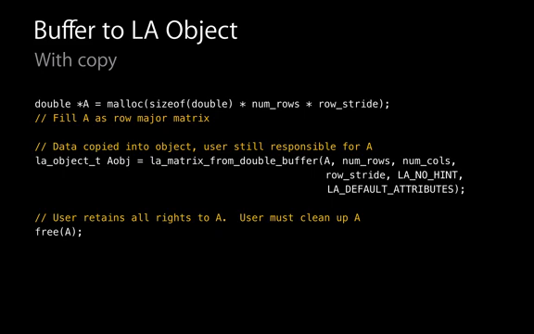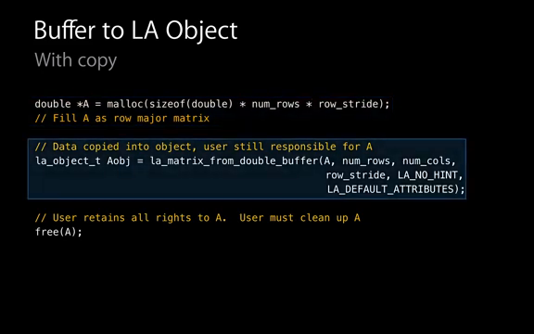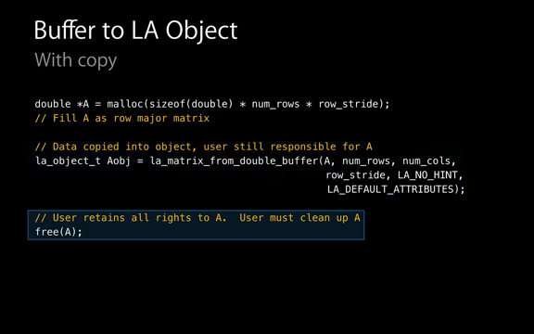So how do you get your data into one of these linear algebra objects? In this example, we're going to allocate a buffer. It's going to be some number of rows by some number of columns, and we know the row stride and number of elements. We're going to fill that as a row major matrix. Then to get that matrix into the linear algebra domain, we're going to just call LA matrix from float or double buffer. It takes the pointer, the dimensions of the matrix, the row stride, and then hints, which we'll see on the next slide, a little bit more details about those. And then attributes, which are attached to objects. These attributes allow you to do things like enable additional debug logging. In this particular case, the data is copied out of A, so the user has retained all rights to A. In this case, they need to free it.